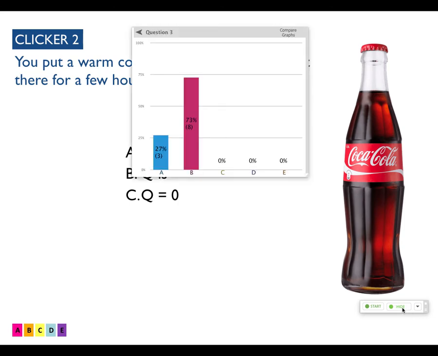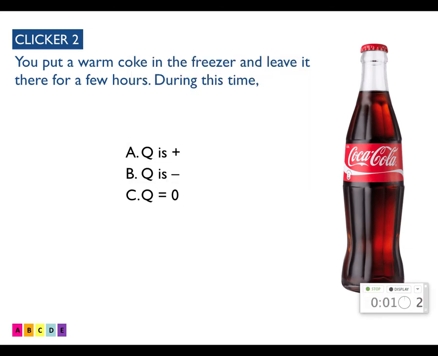All right, so it's either plus or minus. All right, please discuss quickly and we'll vote again. Minus.